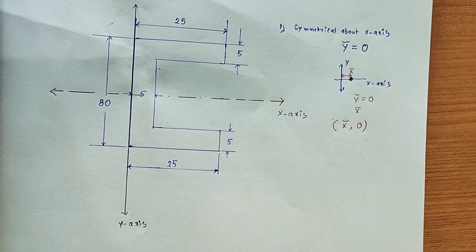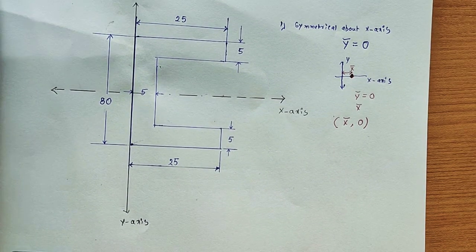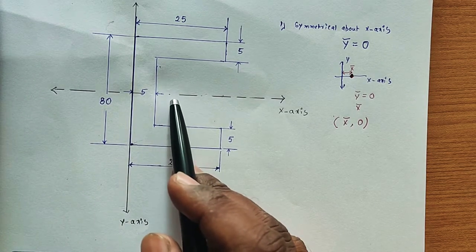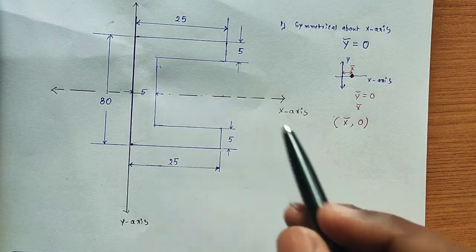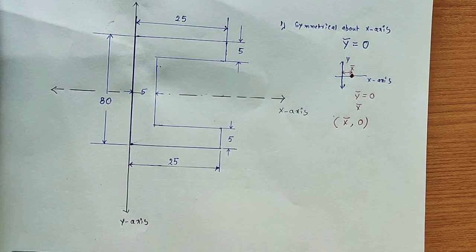If any section is symmetrical about the x-axis, then y bar is 0, and we are going to calculate x bar. If any section is symmetrical about the y-axis, then x bar is 0, and there we are going to find out y bar. So if any section is symmetrical about the x-axis, we have to calculate x bar. If any section is symmetrical about the y-axis, then calculating y bar is sufficient to locate the centroid.